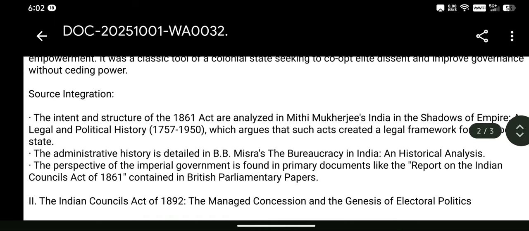Source integration. The intent and structure of the 1861 Act are analyzed in Mithi Mukherjee's India in the Shadows of Empire: A Legal and Political History, 1757 to 1950, which argues that such acts created a legal framework for a despotic state. The administrative history is detailed in B.B. Mishra's The Bureaucracy in India, a historical analysis. The perspective of the imperial government is found in primary documents like the Report on the Indian Councils Act of 1861, contained in the British Parliamentary Papers.